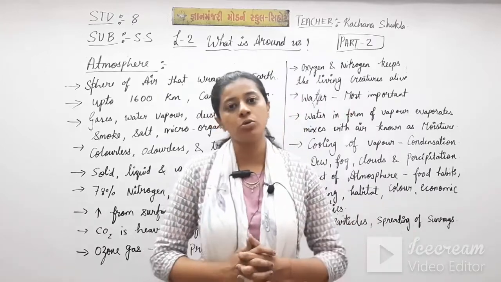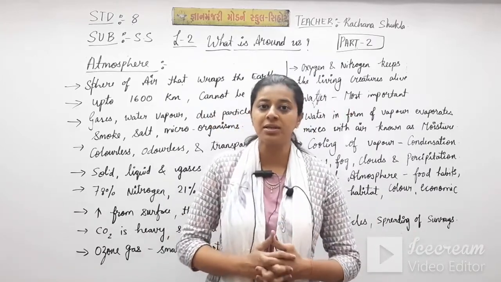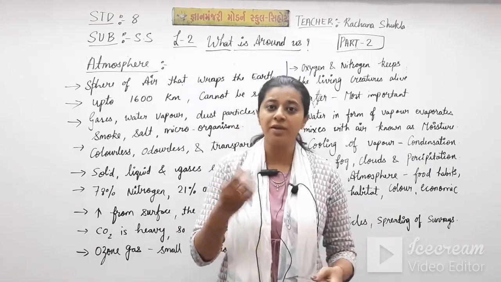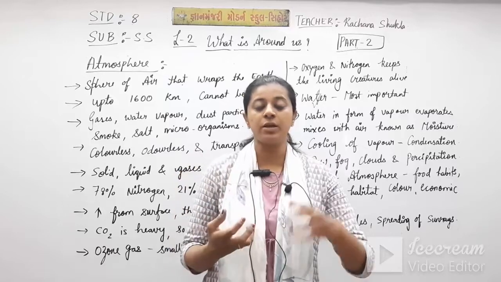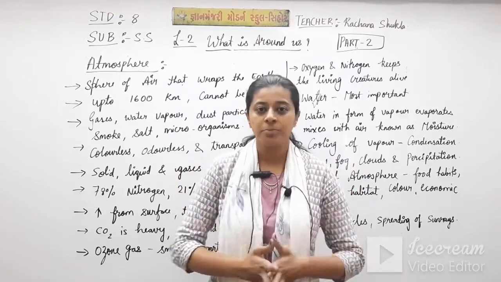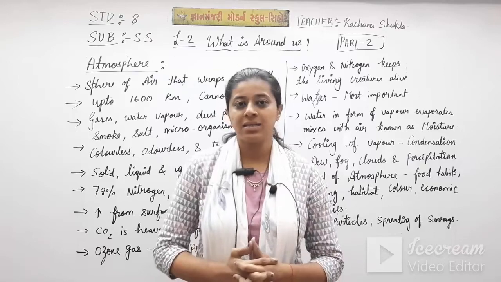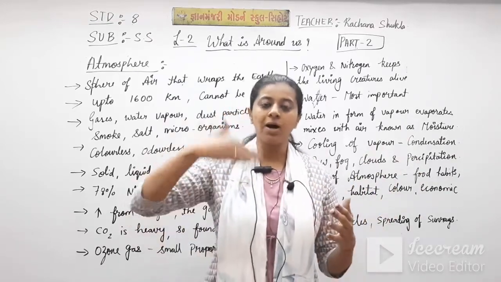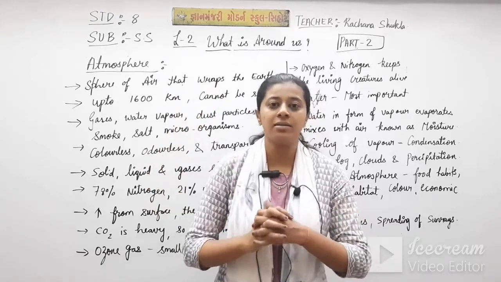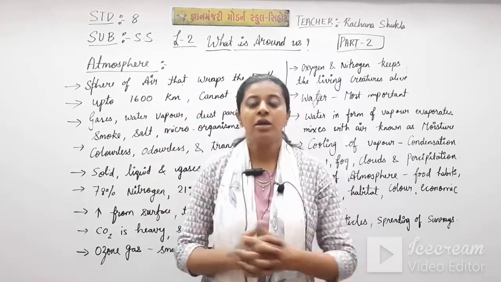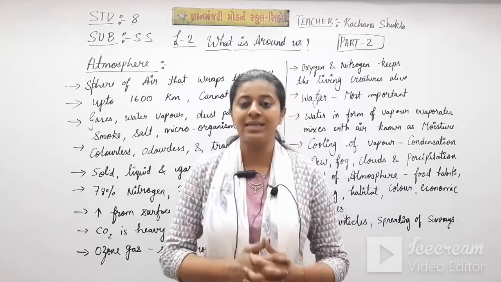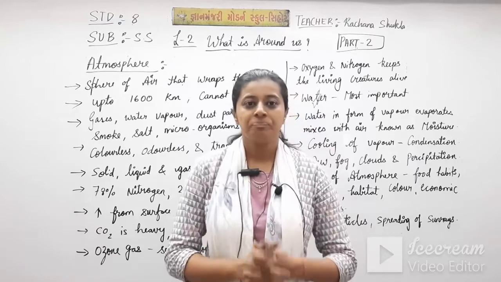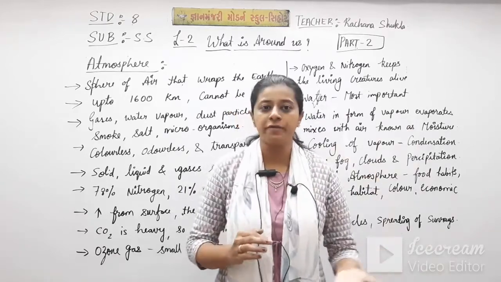If we talk about ozone gas, ozone is a very special gas found in the atmosphere, and it is found in a very small proportion. Now why and how? Ozone gas is a layer above the atmosphere, and that gas protects our earth from the ultraviolet rays that are coming from the sun. Once again, ozone gas is the gas that is found in the upper layer of the atmosphere.